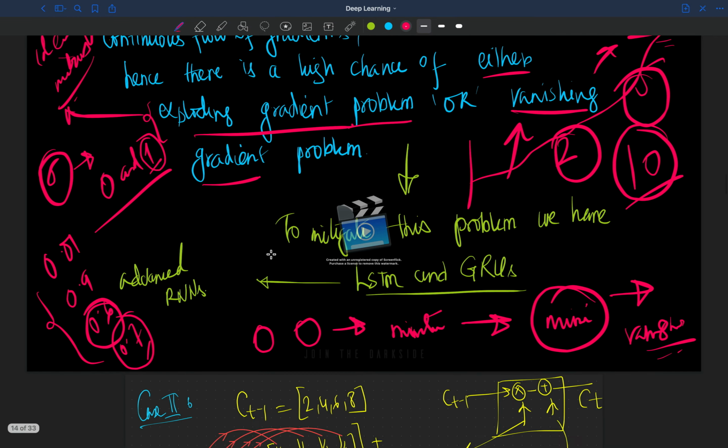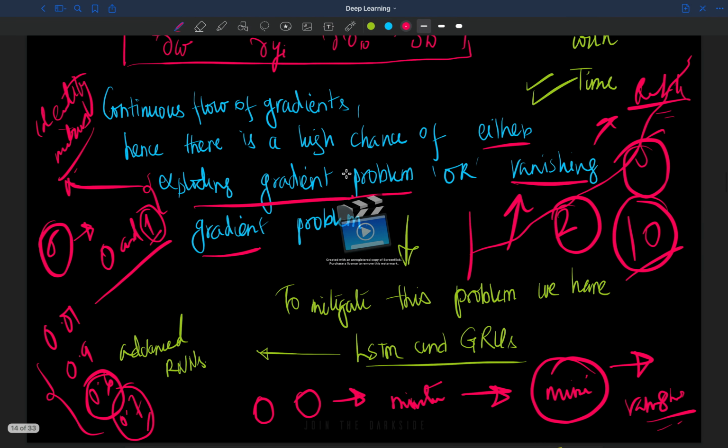So this is how recurrent neural networks actually work. But we no longer use RNN these days. We use modified forms of RNN, that is LSTM and GRUs. I'll tell you why LSTM and GRUs are used and not RNN in the next session.